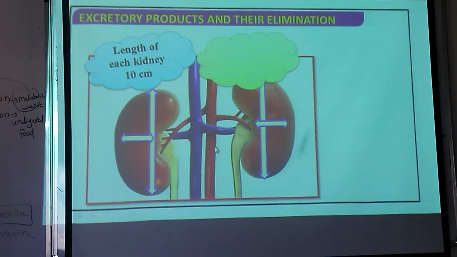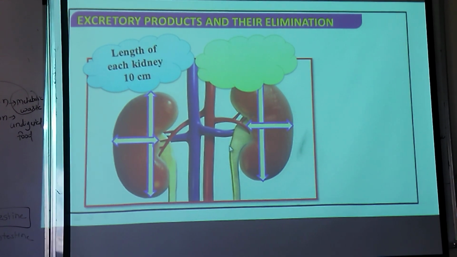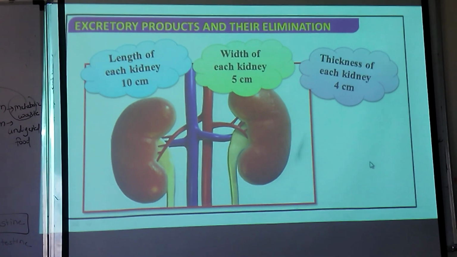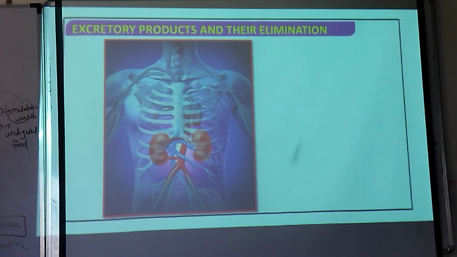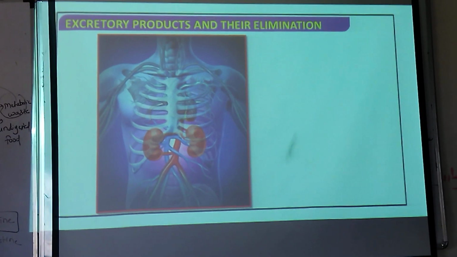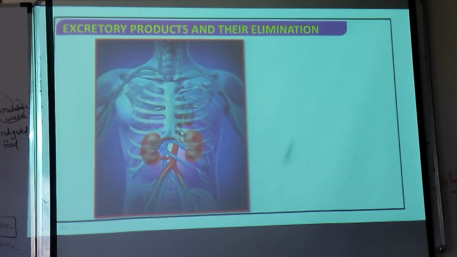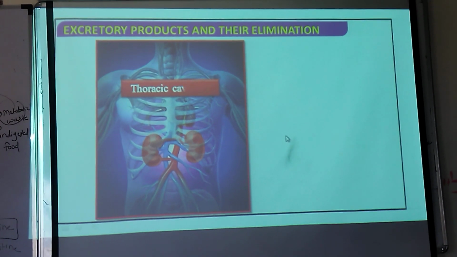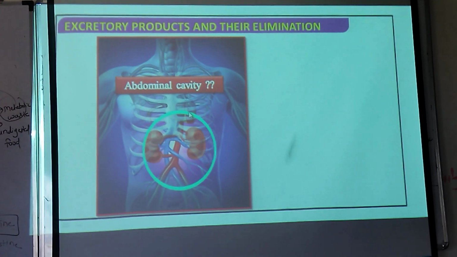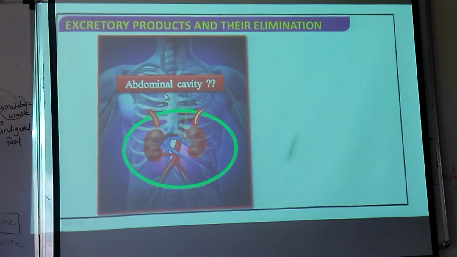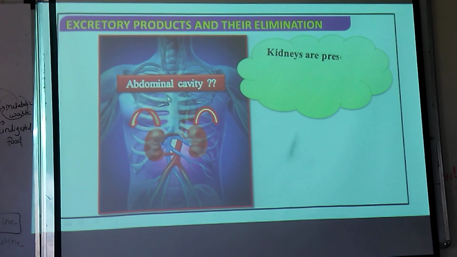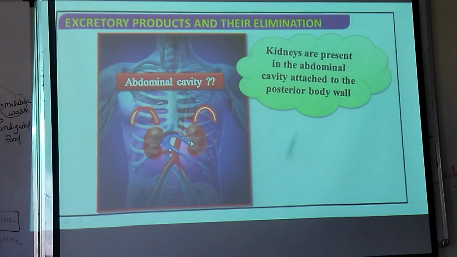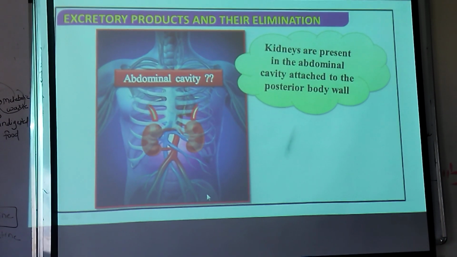Length, size, width. You have to remember the length of each kidney is 10 centimeter. Then the width of each kidney is 5 centimeter. Okay. So this is your kidney. As we move from the 12th thoracic vertebra to the 3rd lumbar vertebra, your kidneys are present. Upper is the thoracic cavity and below it is the abdominal cavity. Kidneys are present where? They are present in the abdominal cavity below the thoracic cavity.